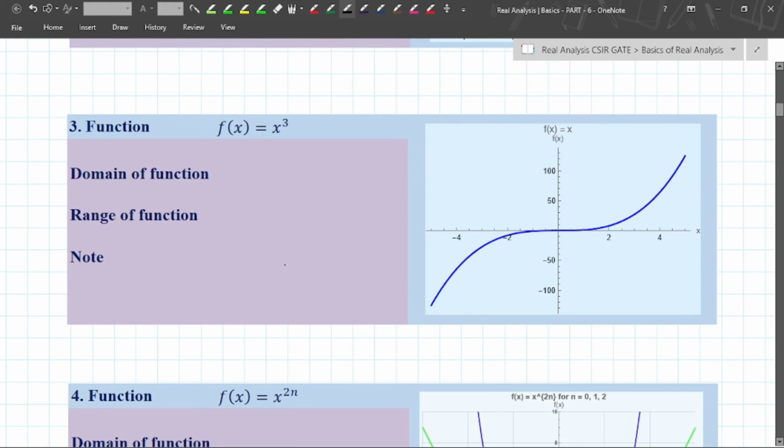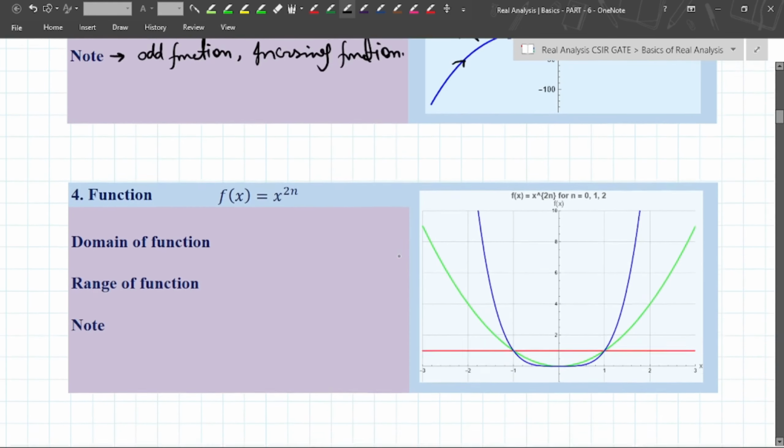Next we have the function x cube. x cube is a function like this. This is the graph of the function, and the domain will take the whole real numbers, and the range will also give the whole real numbers. But the thing is, it is an odd function, and also it is an increasing function. With increasing value, it is increasing, and here it is also increasing. So it is a monotonically increasing function, we can say.